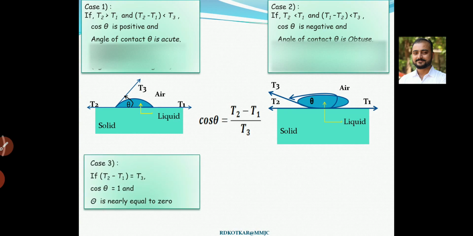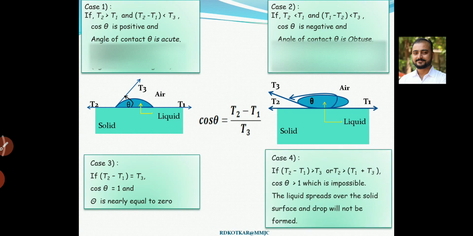Then case 3. What is case 3? In it, T2 minus T1 is equal to T3. Here T2 minus T1 is positive, as well as T2 minus T1 equal to T3. So in that case, cos theta is equal to 1. The value of cos theta is 1 for an angle of 0, and so theta is equal to 0. That is your case 3.